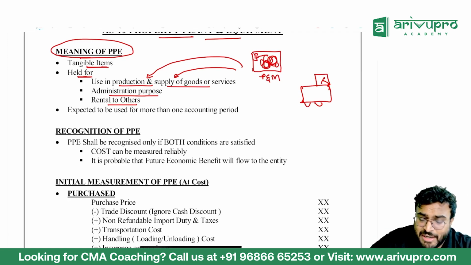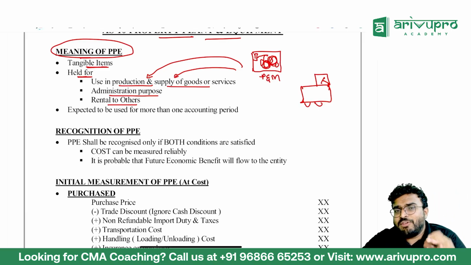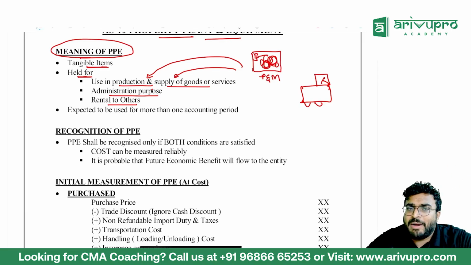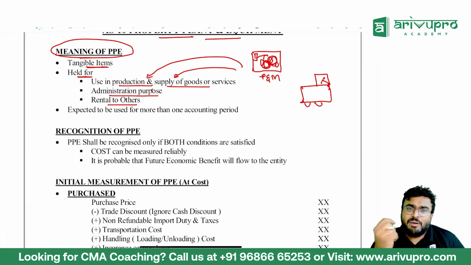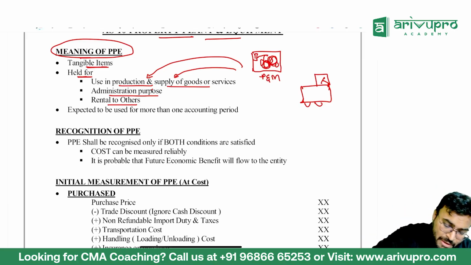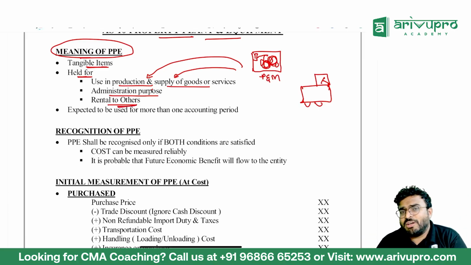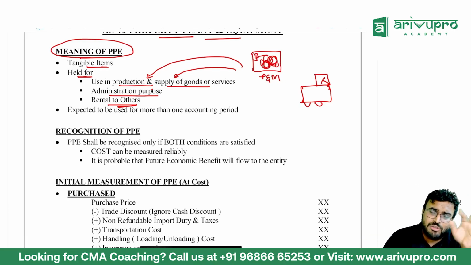Or for administration purpose, you have a machinery which will monitor the attendance of all the employees. That will be considered as property, plant and equipment because it is used for administration purpose. You have a computer, you are not going to manufacture anything, but you are going to sit and pass journal entries in that. That will also be considered as for administration purpose and it will be considered as property, plant and equipment. Or rental to others. You have a machinery, you are just going to give it on rent to somebody. That will also be considered as your property, plant and equipment.